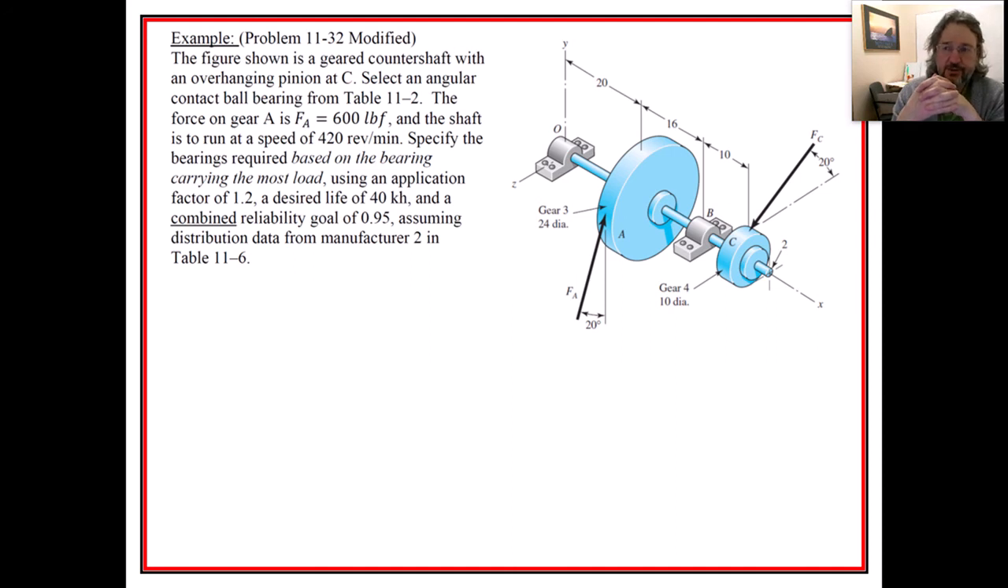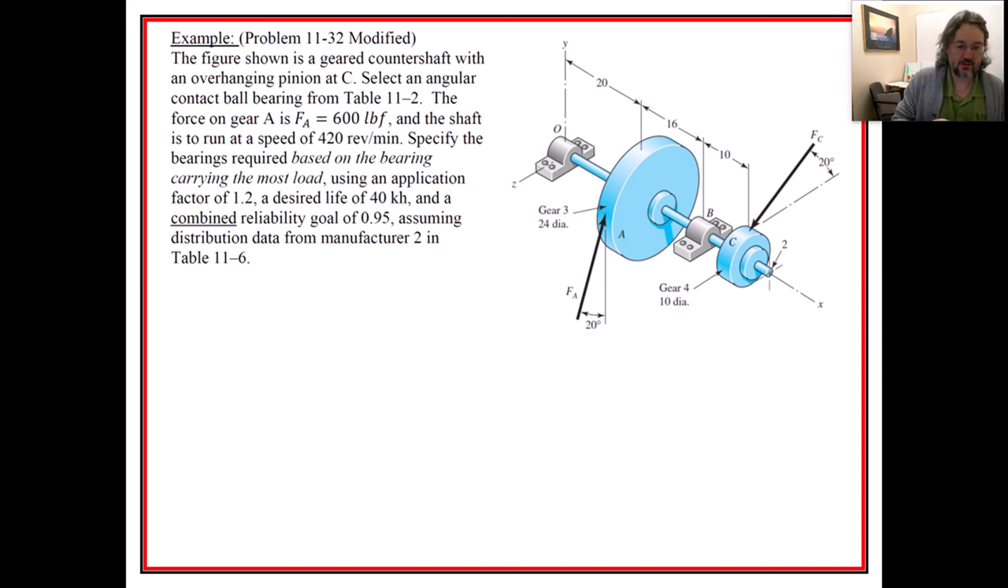Okay, so that means that there's two bearings. One of them is going to carry a lot more load than the other, but we're going to size them for both the same thing. So we have to double check each of them. And we want to use an application factor of 1.2, and we have a desired life of 40,000 hours and a combined reliability goal of 95%, assuming a distribution data from manufacturer 2. Okay, so there's a whole lot of information right there.